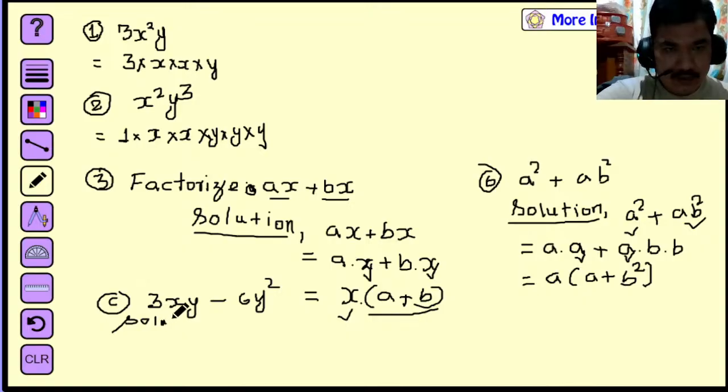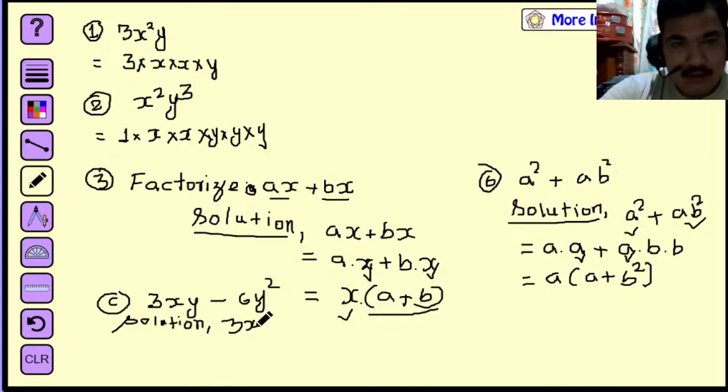Right here, solution. This is solution. Then write the question once more here. This is 3xy, write it 3xy minus 6y square. Write it 6y square. Then we have to keep the equals to sign.